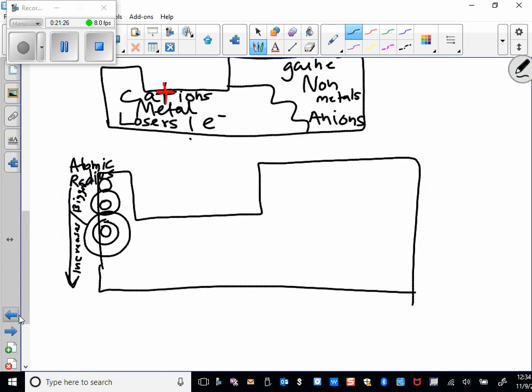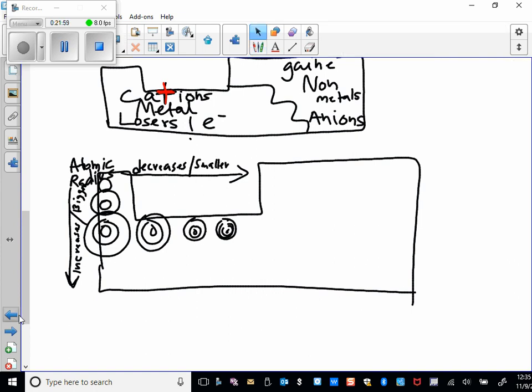So if you go across the periodic table, are you with me? How many circles have I drawn here? 3. How many circles will I continue to draw? 3, but what happens to those circles? They get tighter and tighter. So what is the trend in atomic radius as you go across a period? It decreases or becomes smaller.